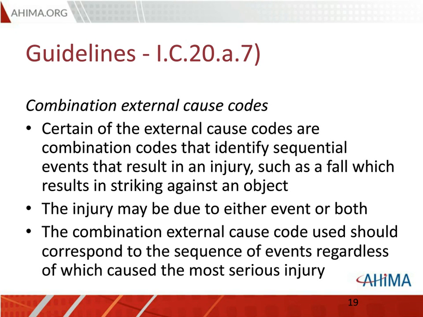Now, we do have combination external cause codes, and when we see something like this, it will identify sequential events. And so when you're trying to select a code for an injury, a good example here is a person who falls, and then after they fall or while they're falling, they strike against an object. And so that is one external cause code, and it takes all of that information and combines it into one code.